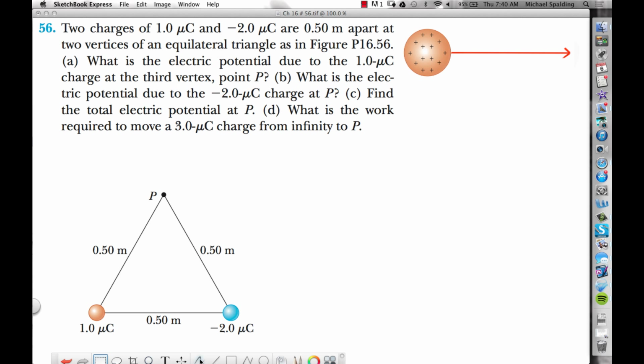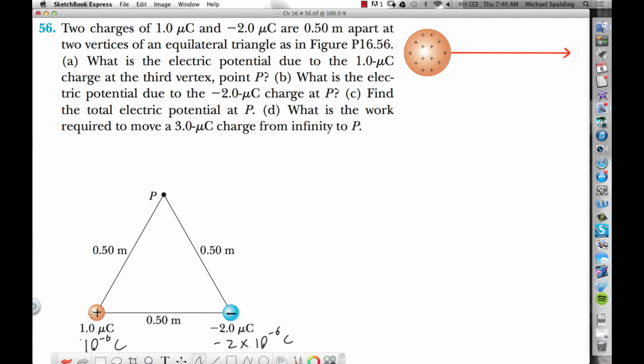Okay, 56. So we've got two charges here. We've got 1 microcoulomb, so make sure, micro, 10 to the negative 6. This is negative 2 times 10 to the negative 6. So this is a negative charge, and this is a positive charge.